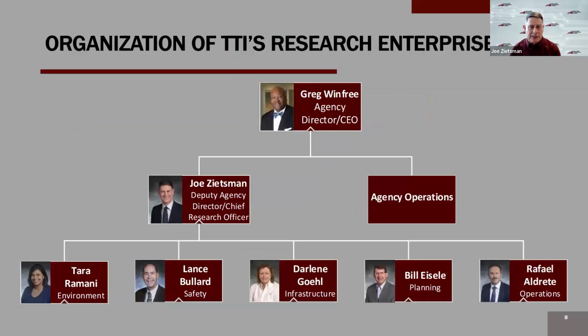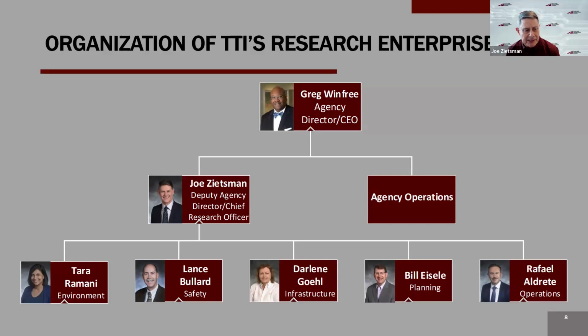This is how research is organized here at TTI. So Greg Winfrey is our agency director and CEO. I'm the deputy agency director, and I'm also the chief research officer. And I'm also a director of a UTC CAR-T, and I'll mention something about CAR-T here in a minute. So I oversee research at TTI, and to the right you see agency operations. That is like communication, HR, etc. That also reports up to Director Winfrey.